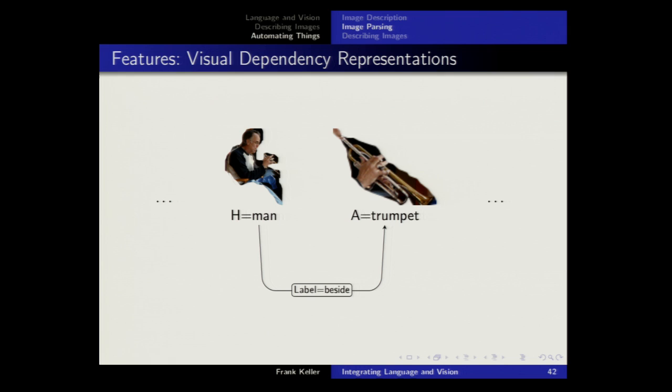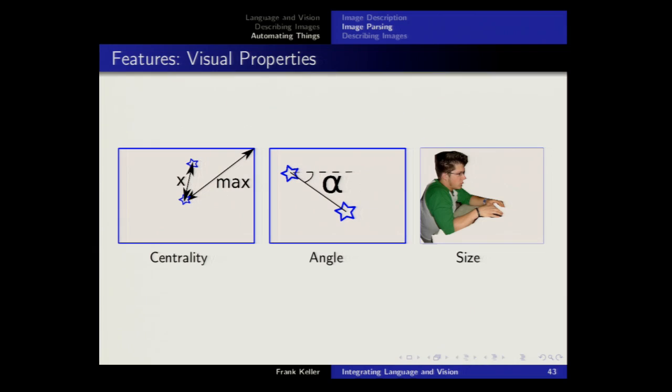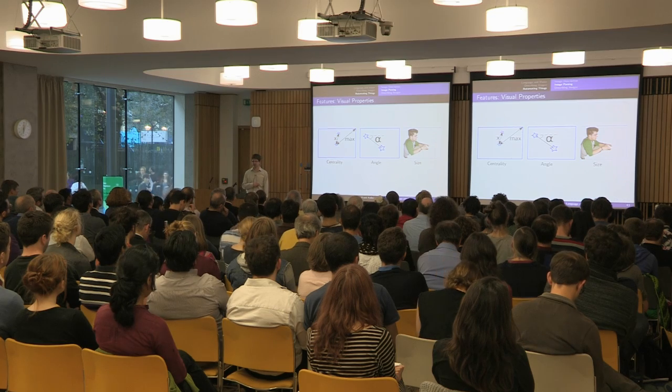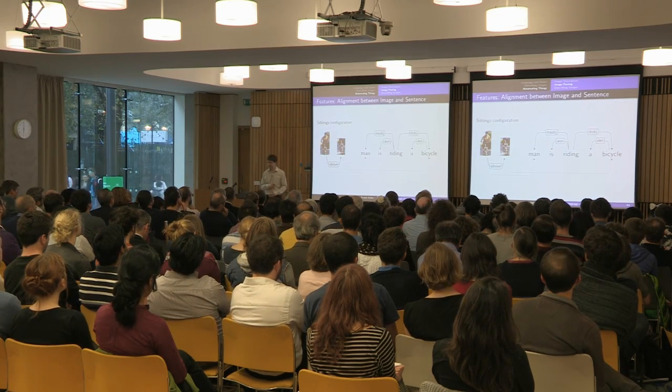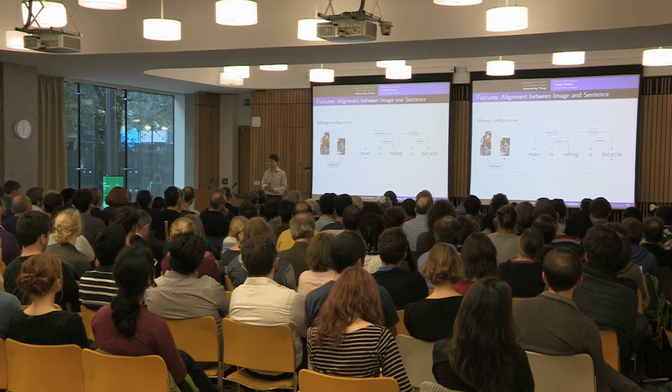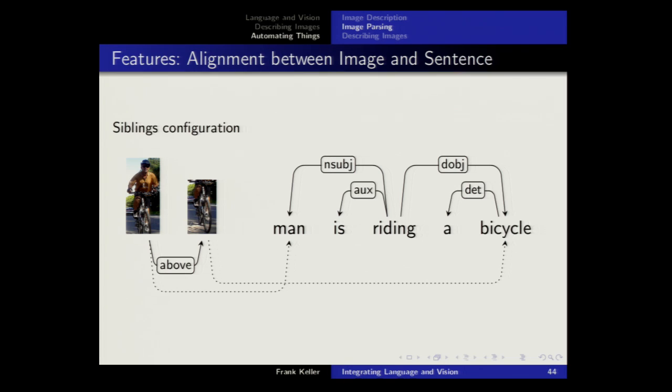What kind of features are informative for this task? Well, first of all, it's the features that derive from the image structures. Right, so here we have a man and a trumpet and a label beside between them. So we put all these triples of heads, arguments, and labels into the mix. We also look at geometric features such as the centrality of the object, the angle between the objects, the size of the object. These are, of course, very useful visual properties for identifying image structure. And then, and this is where this idea that you need to do language and vision at the same time comes in, then we also have alignment features. So on the visual side, we have an above relationship between man and bicycle.